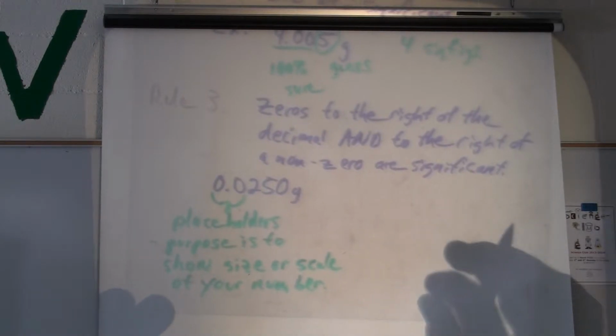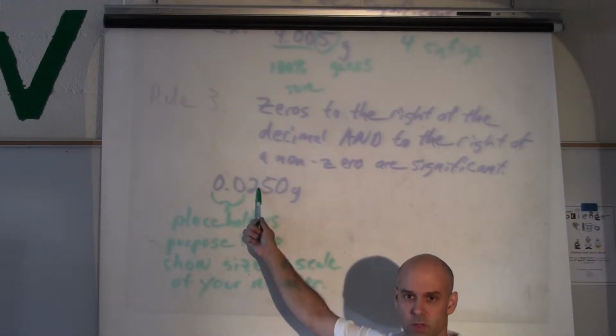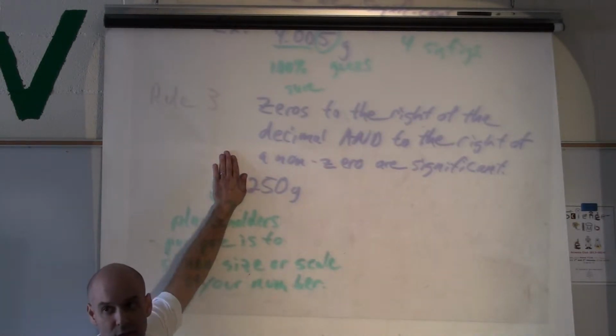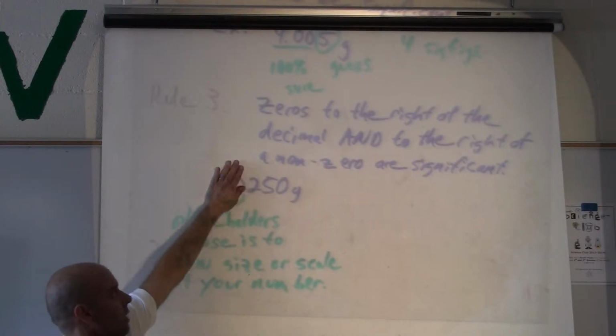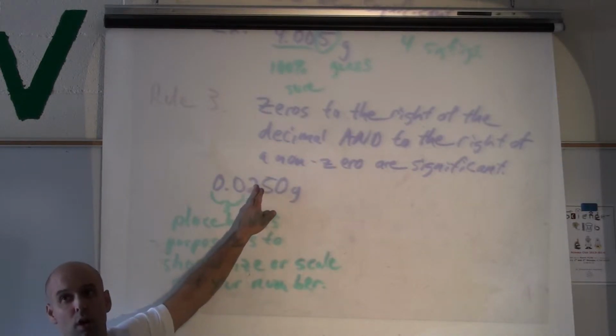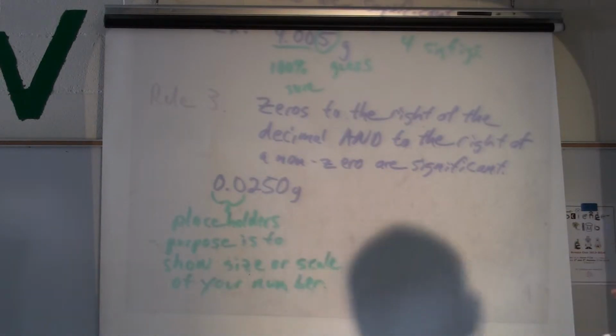So their only purpose is to let me know that I'm dealing with a number that starts in the hundredths. Because if they weren't there, what would my number be? 250. So even though they're not significant, I have to have them there to let me know it's not 250 grams, it's 250 hundredths, or 0.0250.